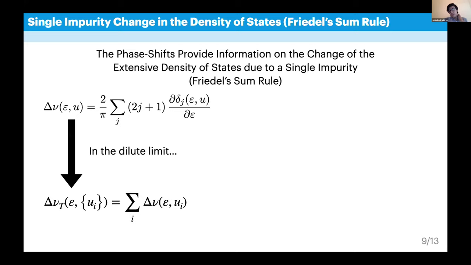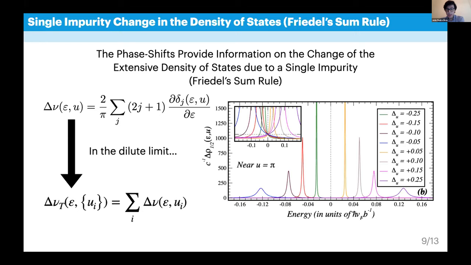So in the dilute limit, when you have impurities that are very far apart, then they don't see each other. So the contributions to the density of states are expected to be additive. So you have something like this, and they can have different parameters. This U_i is just the product of the radius and the strength of the impurity. And if you do this with spherical impurities, what you get is a plot like here.